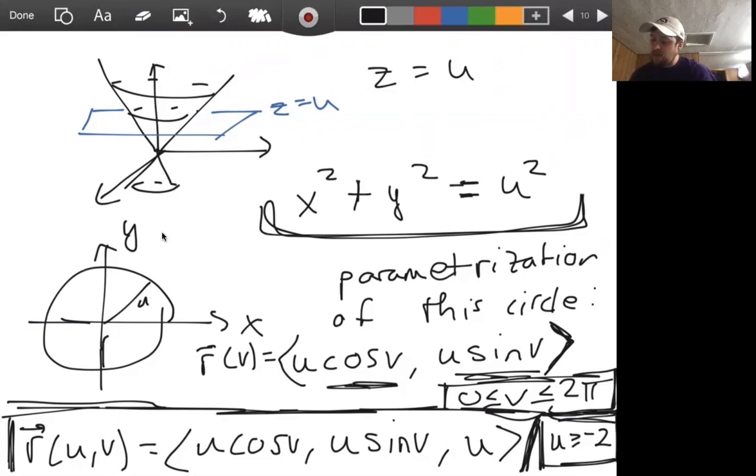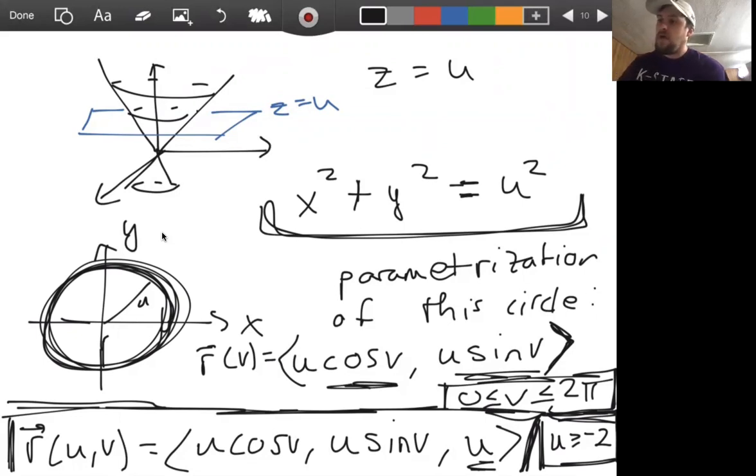And you can see now that if I pick a parameter to purely indicate height, and then at that height, I parameterize whatever my curve, whatever my trace is with the other parameterization, then you combine them both to get the parameterization of the entire surface. Okay, so there are a few more examples.